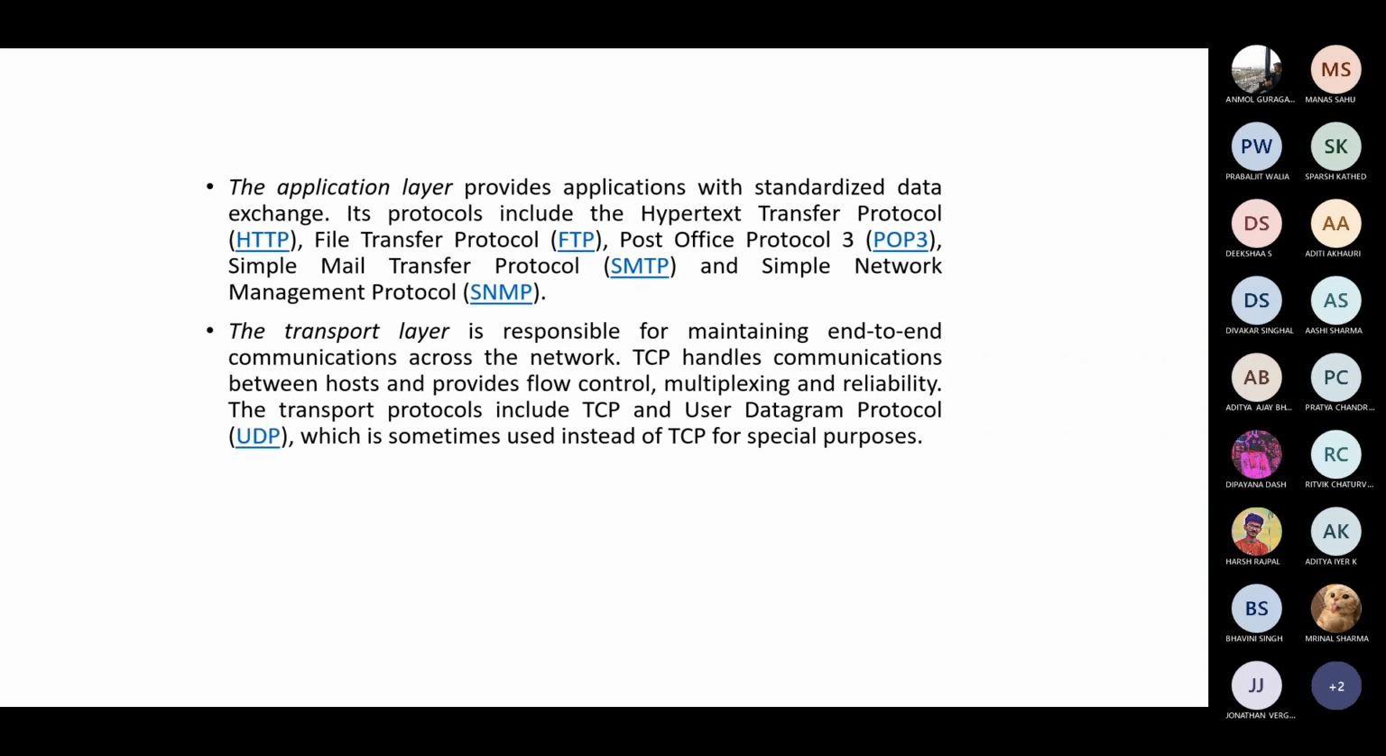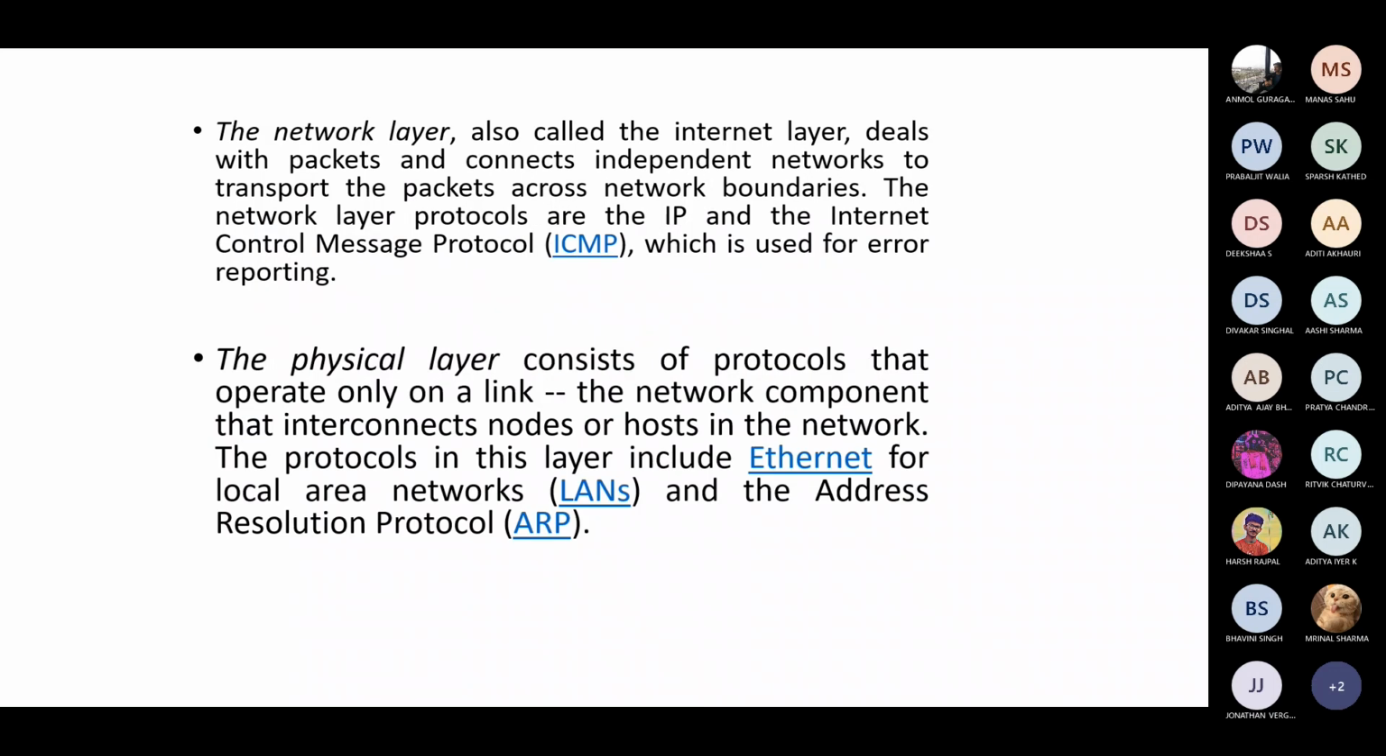Transport protocols include TCP and User Datagram Protocol UDP, which is sometimes used instead of TCP for special purposes. Special purposes means whenever we require data transmission without establishing any physical connection, then we use the UDP protocol, which is a connectionless protocol. Next one, the ICMP protocol. ICMP, the Internet Control Message Protocol, is responsible for delivering messages. We can deliver messages through the internet by the use of this protocol.